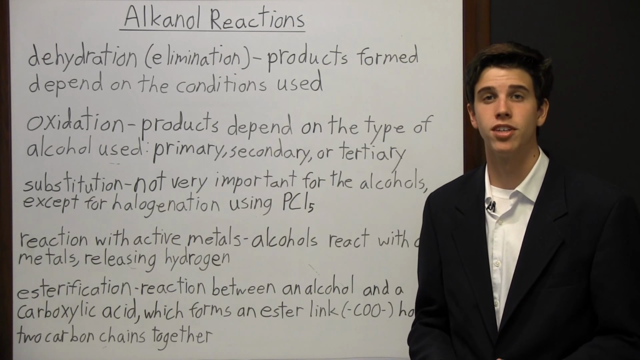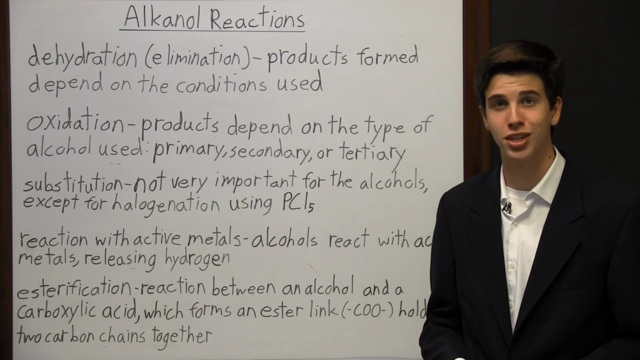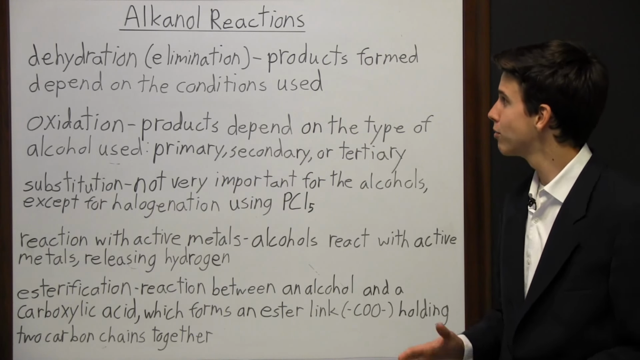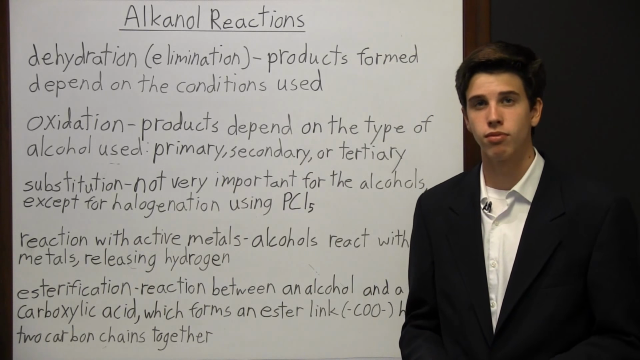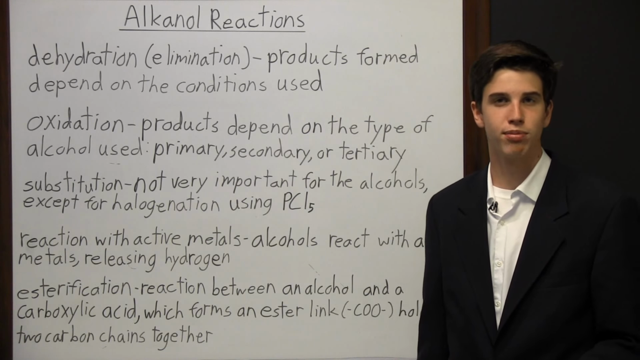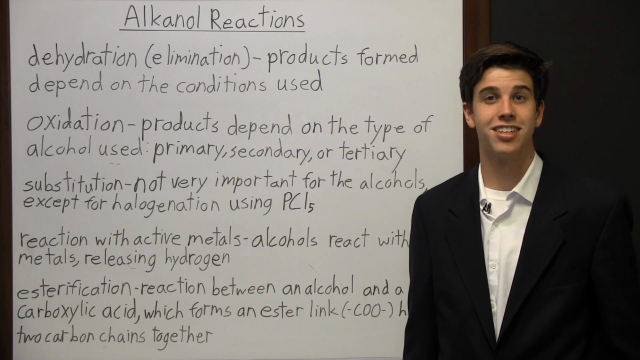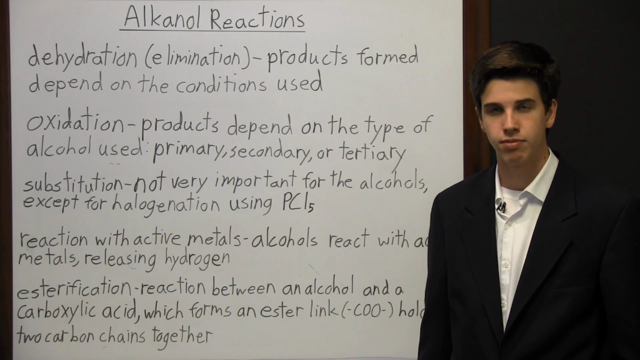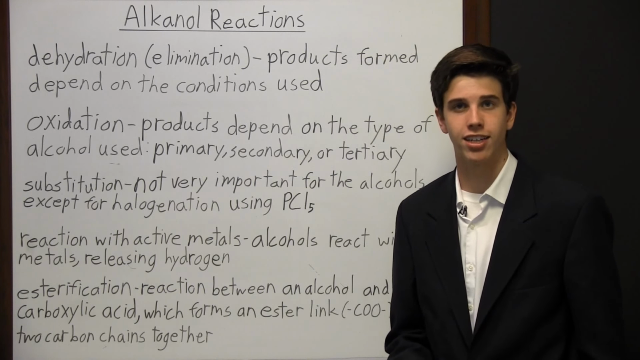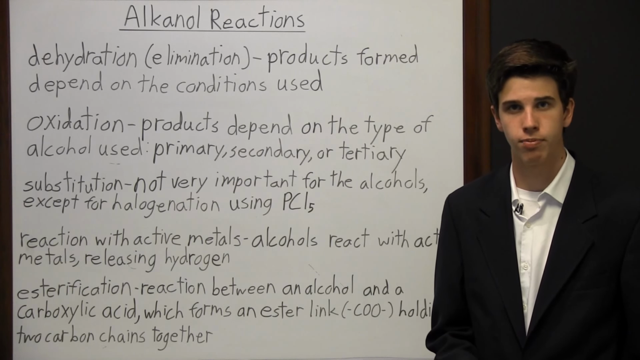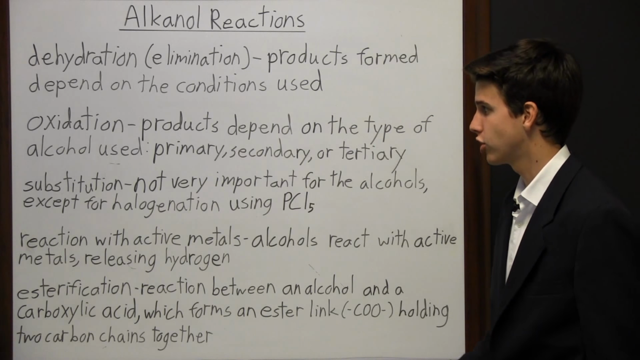We're going to take a look at some different types of alkanol reactions, starting with dehydration, which we can call elimination. Now, with dehydration, the products formed depend on the conditions used. For example, alkenes are formed in the presence of sulfuric acid. Phosphoric acid is better since it does not produce as many byproducts. The correct temperature is also important because hot is used for primary, warm for secondary, and cool for tertiary. And alcohols actually lose a water molecule in the process of dehydration.